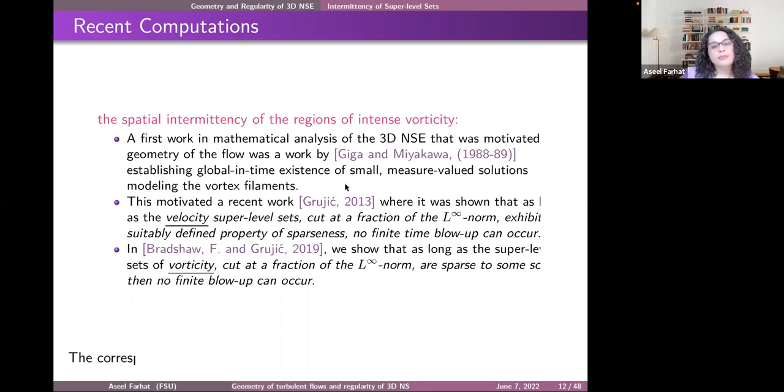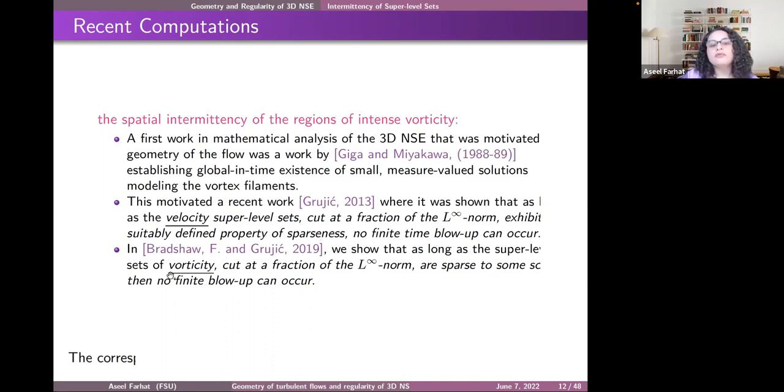Now, I'm going to focus more on the work of Grujić in 2013. This was a regularity criterion based on this picture. What Grujić did in 2013 was look at the super level sets, or regions of high velocity in the fluid, and if those, near the first possible blow up time, become sparse enough, and I'm going to define what I mean by sparse enough in a second, then this prevents the blow up from happening. So this was the result of Grujić, and we lifted this work of Grujić from 2013 to the vorticity instead of the velocity in 2019 with Bradshaw.